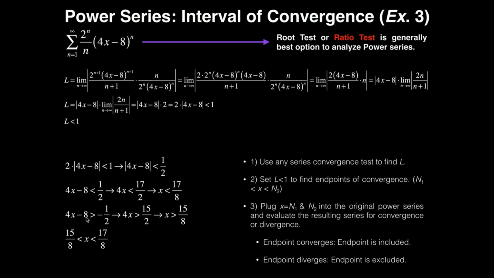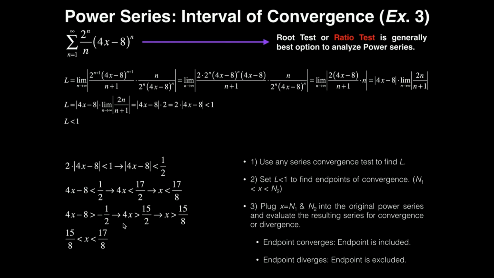So if I have 4x minus 8 is greater than negative 1/2, let's add 8 to the other side, or add 16/2. 16/2 plus a negative 1/2 is the same as 15/2. So therefore 4x is greater than 15/2, and dividing through both sides by 4, I get that x is greater than 15 over 8. So therefore, if I combine these two separate inequalities into a combined one, it says that my rough interval of convergence is between 15 over 8 and 17 over 8 for x. In other words, if I plugged in, let's say, 16 over 8, so that's definitely in the middle, into this value of x in the power series, we would converge.